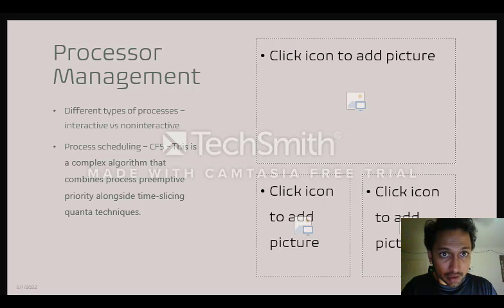Moving on to processor management, we're talking about two different types of processes, and those are interactive versus non-interactive. Interactive being the ones that run in the foreground, and non-interactive being the ones that run in the background. And the main types of processes that we have are the parent process, child process, orphan process, zombie process, and daemon process. And when it comes to process scheduling, the primary and most recent algorithm used in Linux OS is the CFS, which stands for Completely Fair Scheduling. This is a complex approach that combines preemptive priority scheduling combined with time slice quantum scheduling. So it's the best of both worlds.